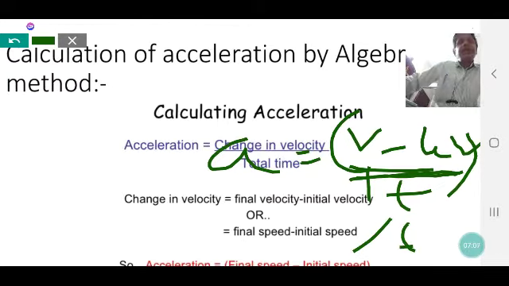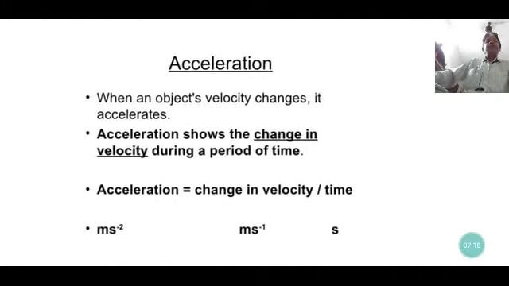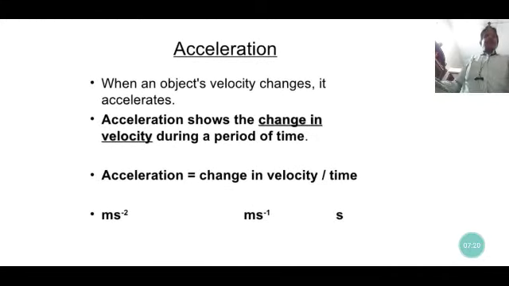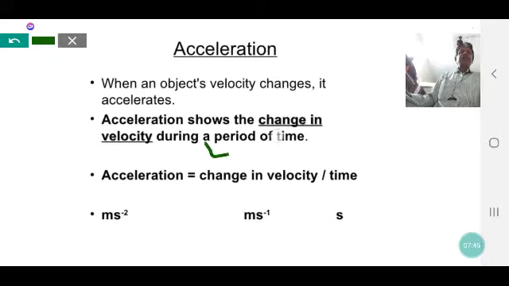This acceleration can also be calculated by the graphical method. We will study in the next slide how the acceleration is calculated by the graphical method. In another way, acceleration may also be defined this way: when an object's velocity changes, it accelerates. Whenever the velocity changes, the object undergoes acceleration. Acceleration shows the change in velocity during a period of time. If we divide the change in velocity by time, we get the rate of acceleration.